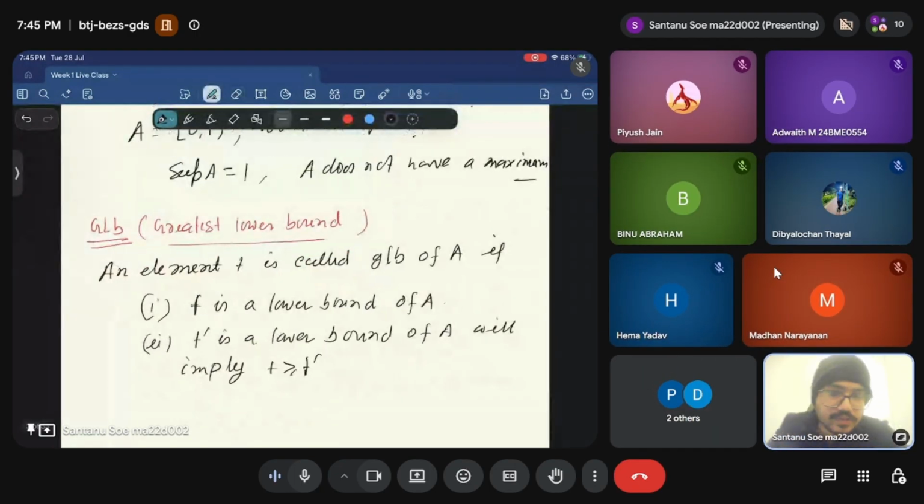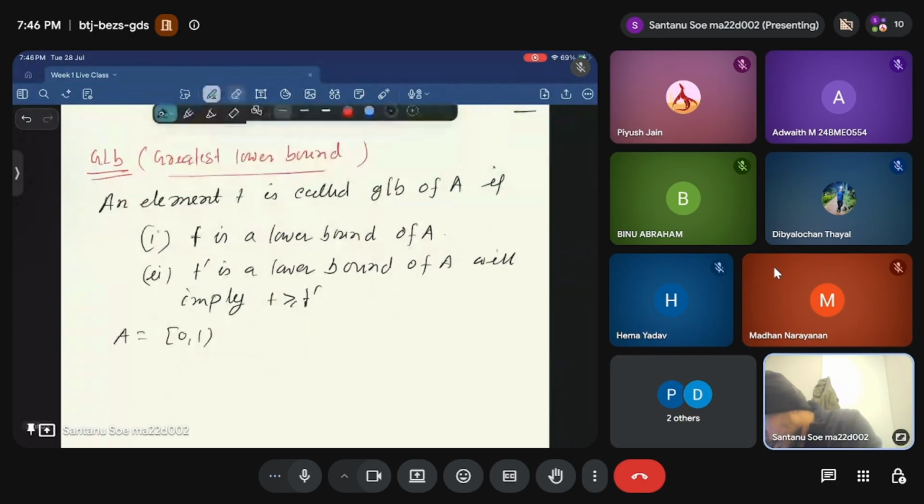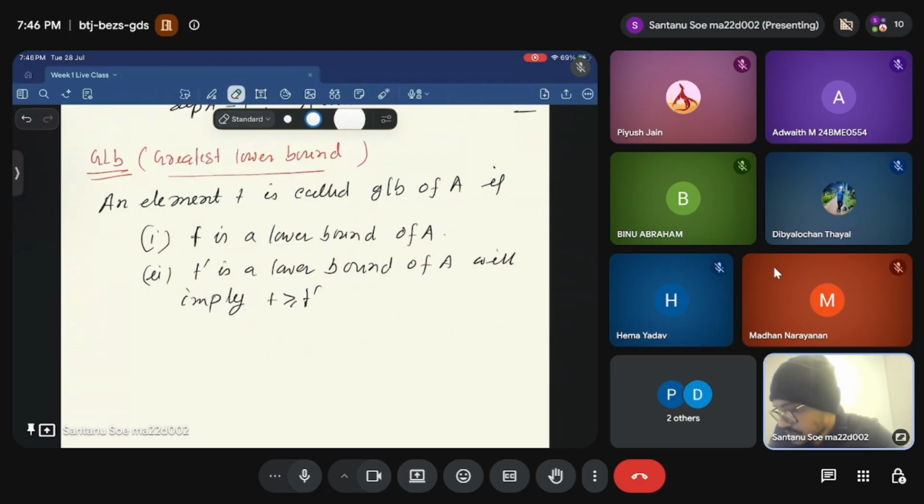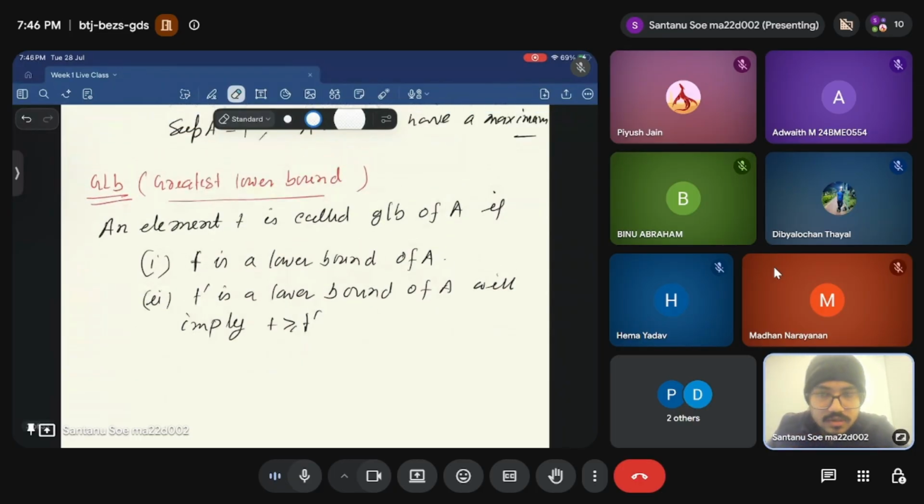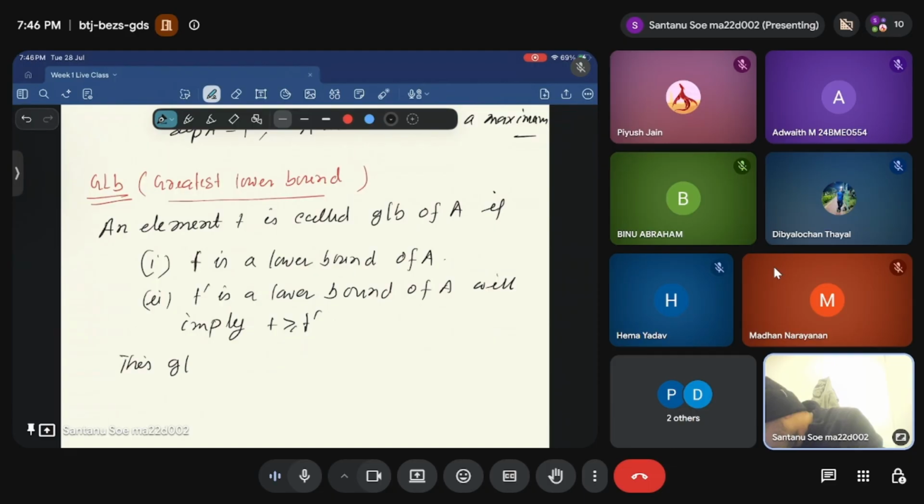Okay, so is this definition clear? The definition of greatest lower bound. So an element is called a greatest lower bound if it is a lower bound, and if you take any other lower bound, then T should always be greater than or equal to that lower bound. So for example, if you take that set again, closed 0, open 1, and of course another thing is that this greatest lower bound is called the infimum of A. So this GLB is denoted by infimum of A.